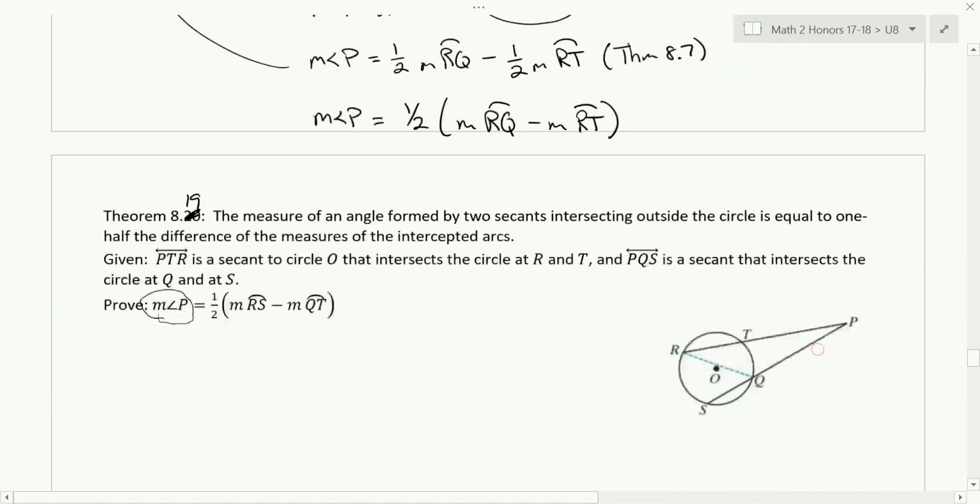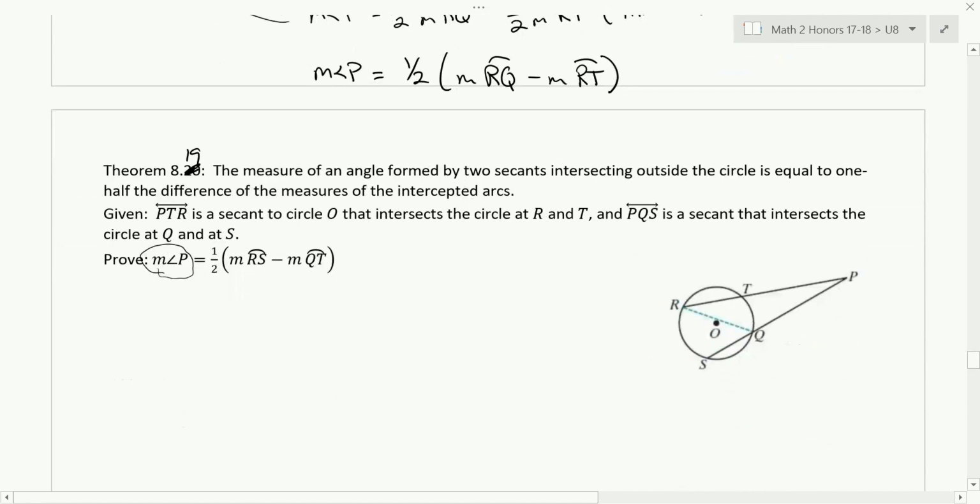The next one, theorem 8.19, is one that I'm going to assign to you to do for homework. It's a little easier than the one I just did, and I'll give you a hint as well. Here we have two secants intersecting at a point P outside that circle, and we want to show that that's equal to 1/2 the measure of RS minus the measure of QT.